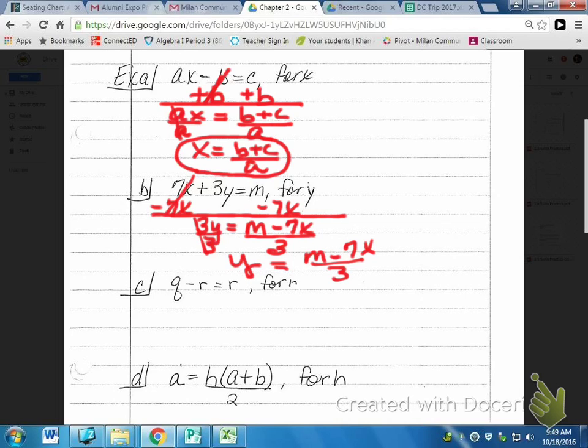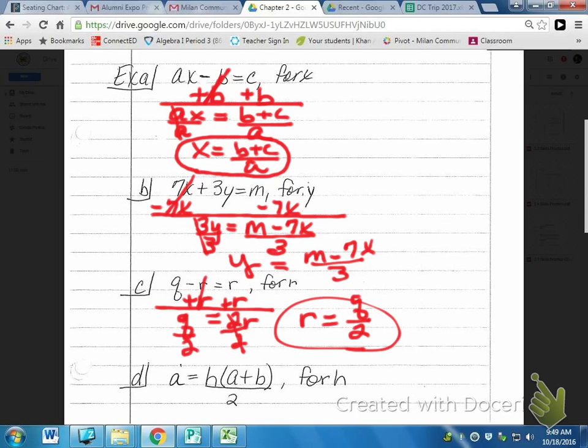Okay, now look at C. It says q minus r equals r, and we're solving for r. So Jared, what do you think? You add r to the other side. Yeah, you've got to bring the r's together somehow. So it'll be q equals 2r. q equals 2r. And divide each side by 2. Divide each side by 2. And then it'll be r equals q over 2. r equals q over 2.